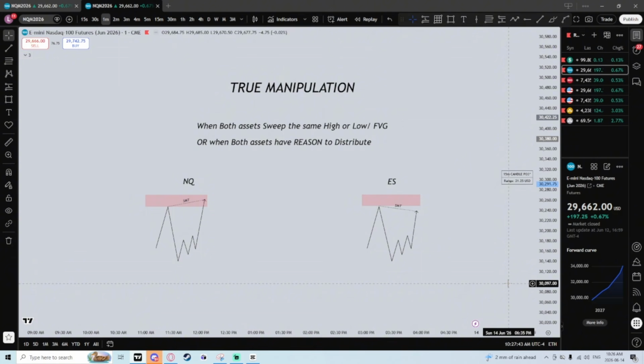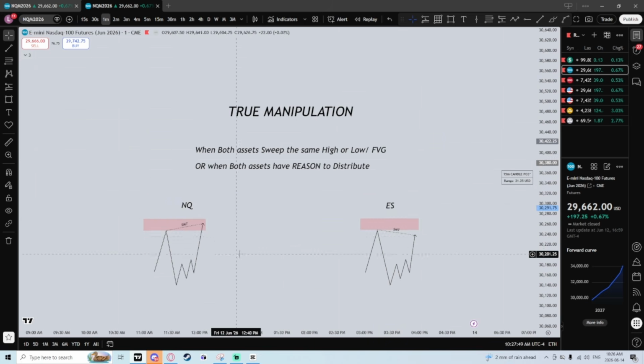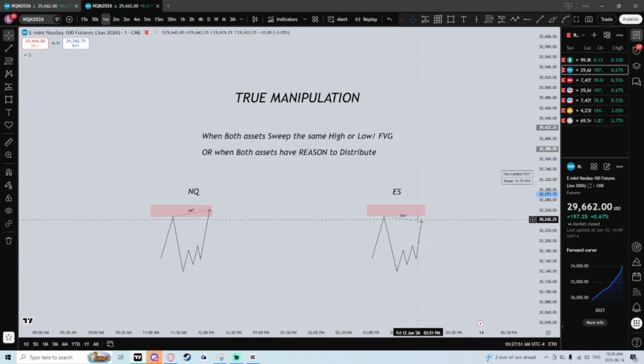The answer is no. This is not safe to take a trade off of because we left a 1 hour unmitigated gap at our stop loss on ES. Though we manipulated nicely on NQ, ES does not have a reason to distribute in this scenario. But a simple change of this could actually make this trade reasonable.